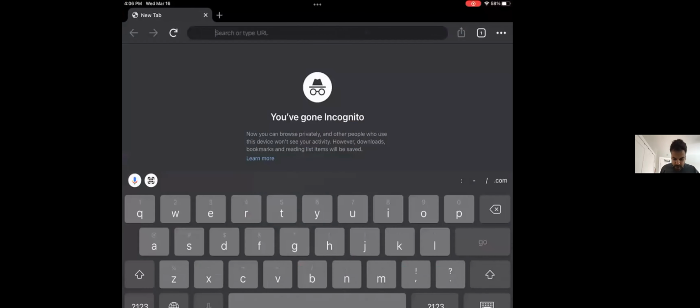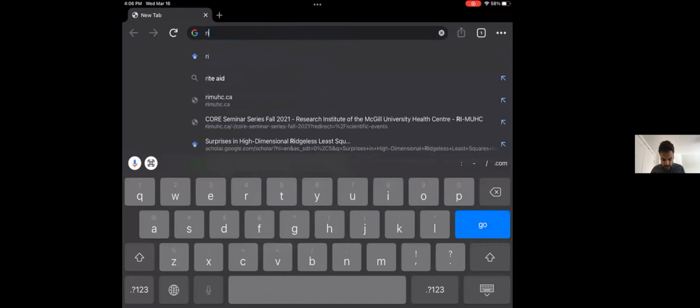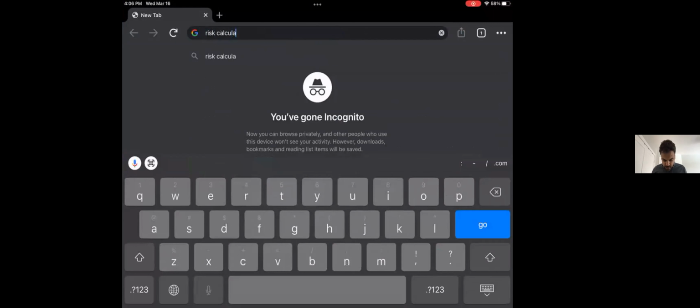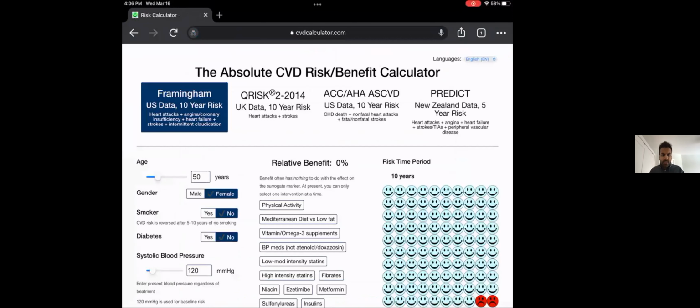Right. So what I want to start with is a quick Google search of what happens if I type in something like a risk calculator. Okay, and so there's a lot of links, but I'm just interested in the first thing that comes up. So I'll click on this first link here, and we end up with this risk calculator called the absolute CVD risk benefit calculator.